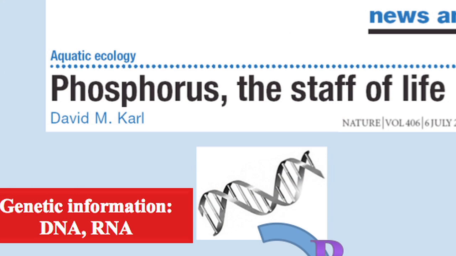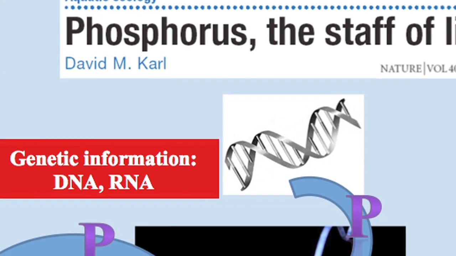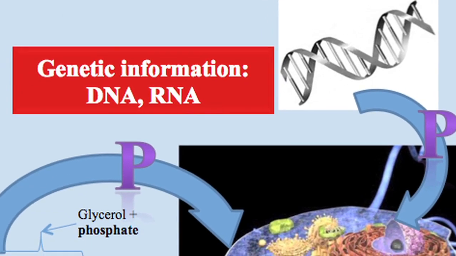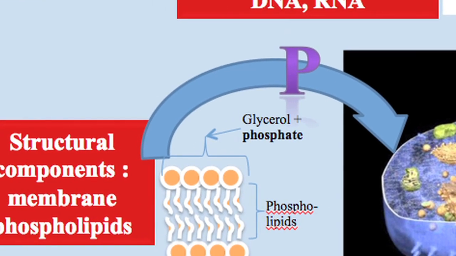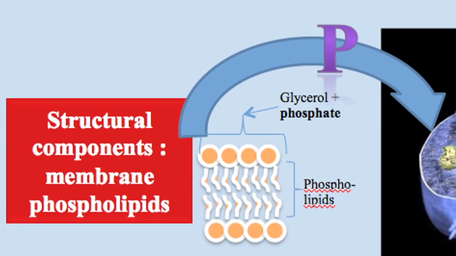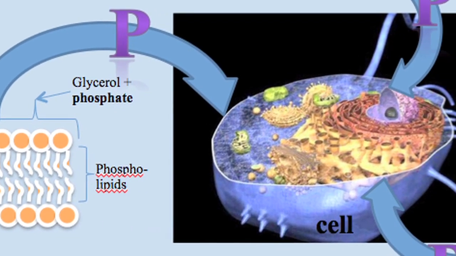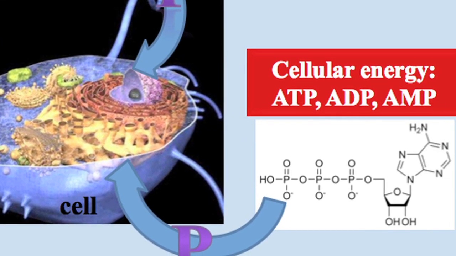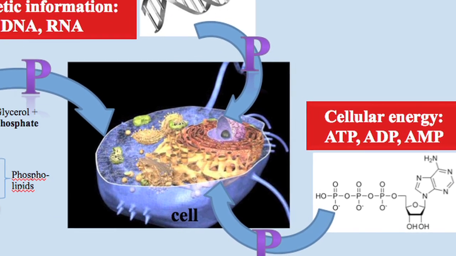Well, phosphorus is really the backbone of life. It is present in the genetic material of all living organisms. It is present in DNA and RNA. It is also an important part of the structural component of the cell. It is present in phospholipids, which constitute the membrane of the cell. And it's also the fuel of the cell, since it is in ATP, which provides the energy necessary for most of the metabolic pathways of the cell.